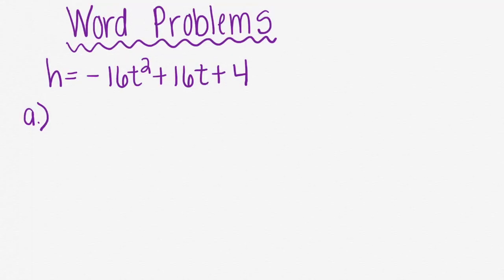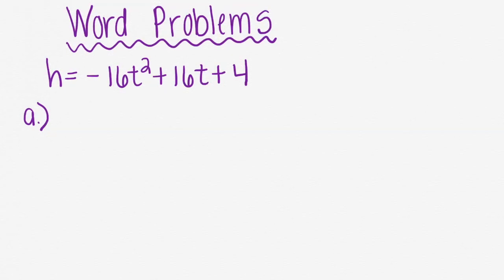Okay, we're going to go ahead and work out the first problem. It says a baseball player throws a baseball with an upward velocity of 16 feet per second, and the release point is 4 feet above the ground. The function h equals negative 16t squared plus 16t plus 4 gives the height h of the baseball after t seconds. So A is asking us, how long is the ball in the air if no one catches it?